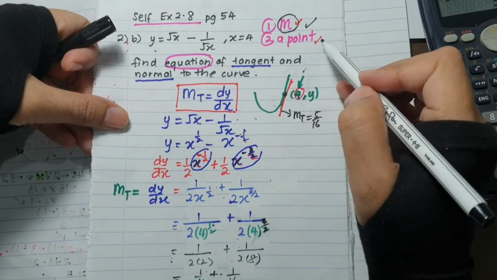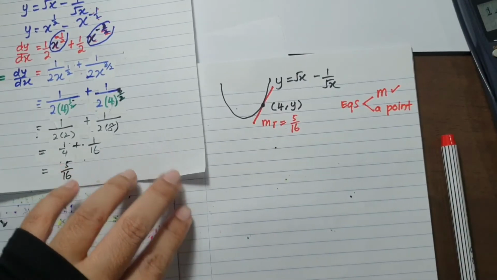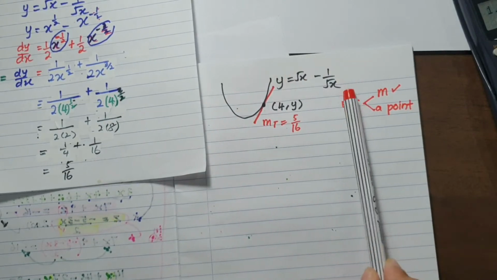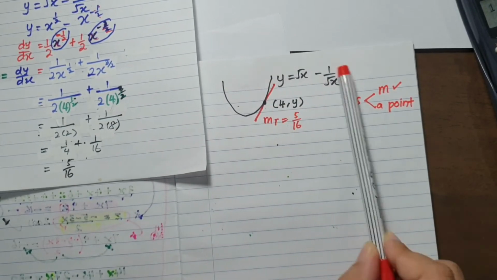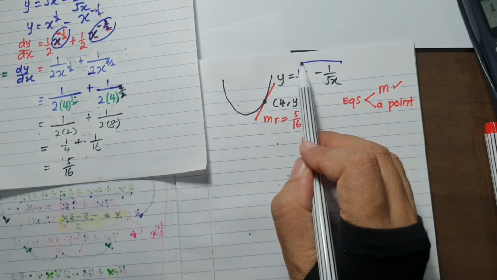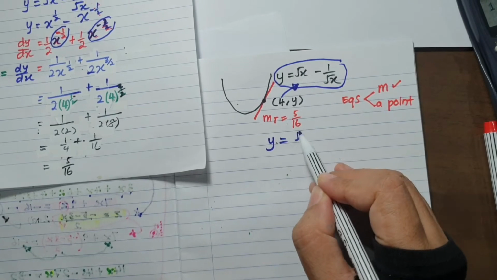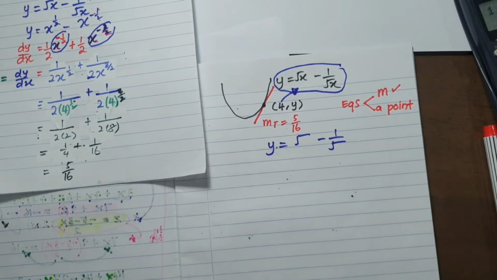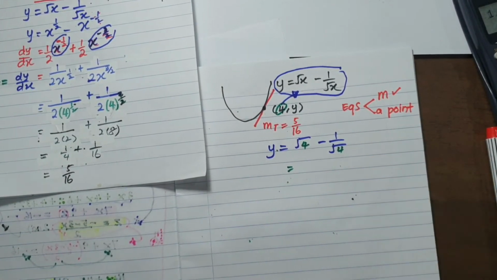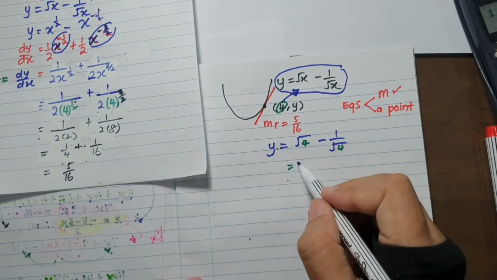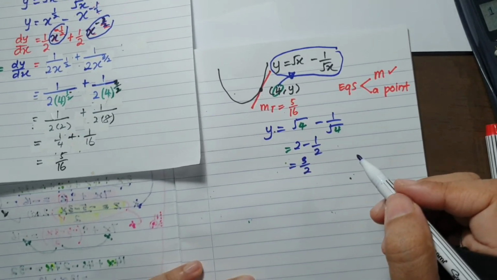Okay, next we need the point. The point, the x coordinate is 4. So how to get the y coordinate here? This curve, this is the equation of the curve. So if you have the x coordinate, you can find the y coordinate. How? Put in this equation. So put in x as 4. X right now is 4. Okay, square root 4 is 2. 2 minus 1 over 2, 3 over 2. Okay, you get 3 over 2.